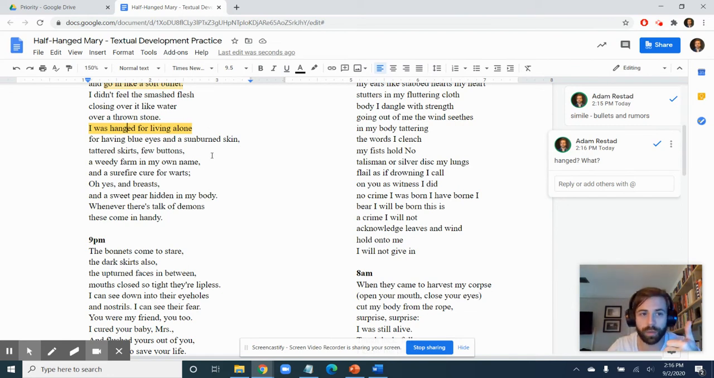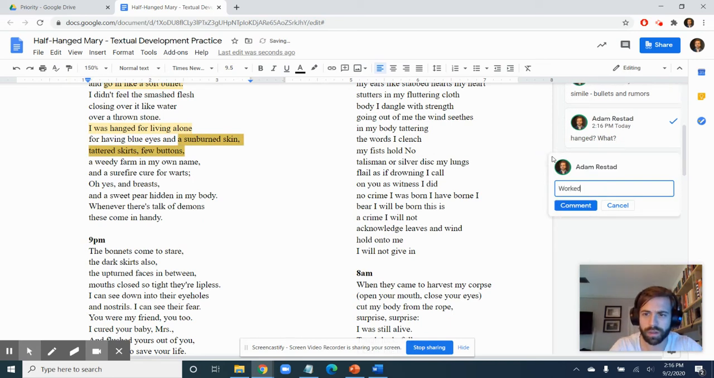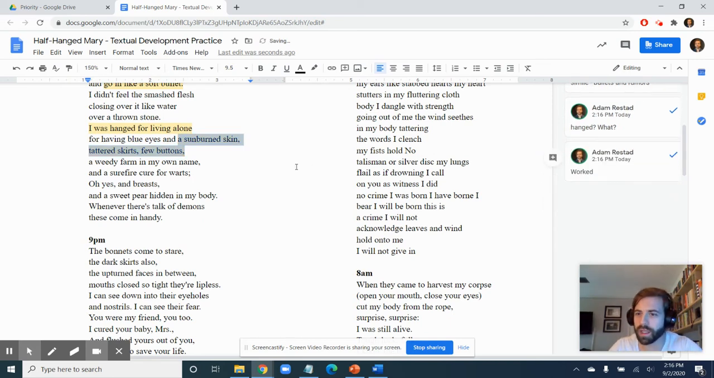So she lived alone. She had blue eyes and sunburned skin, tattered skirts. So it sounds like she was a worker. So I might put this here. So she worked, which might be kind of telling because I'm starting to get to feel like this isn't a modern poem. This seems like it's a poem that's older.